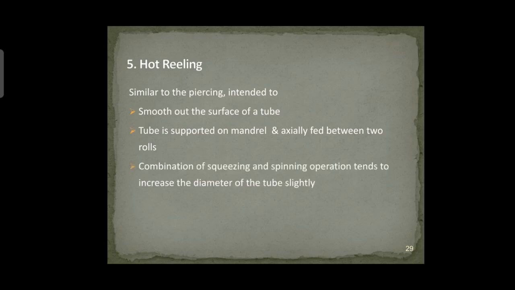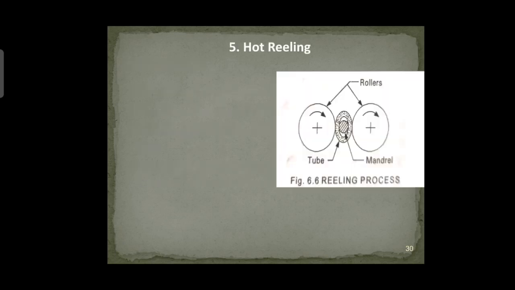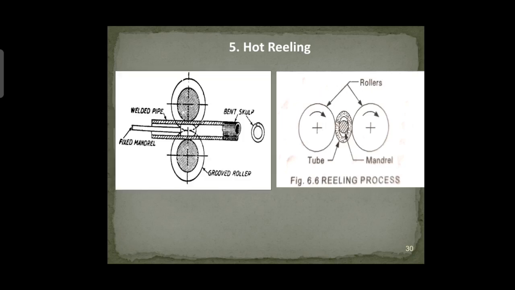What happens, you can go through this diagram. Again it is the same process you are seeing, but what happens in this case is that the surface of the tube is getting smooth. Observe that on both sides there are two rolls. This is one other view we can observe.